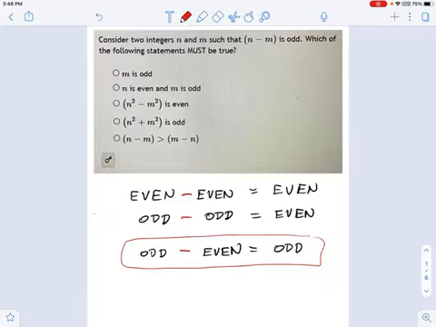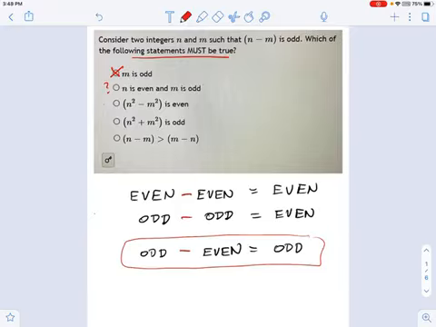M is odd? Well, yes, maybe that's true, but it's not necessarily true. What if m is odd and n is also odd? Then the statement must be false. And remember, I'm looking for something that must be true. What about n is even and m is odd? Well, that would work. That's a maybe. The reason I'm not going to say it's definitely true is that m is odd is not necessarily true.